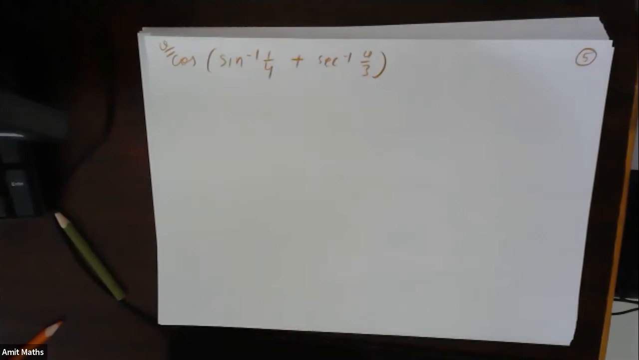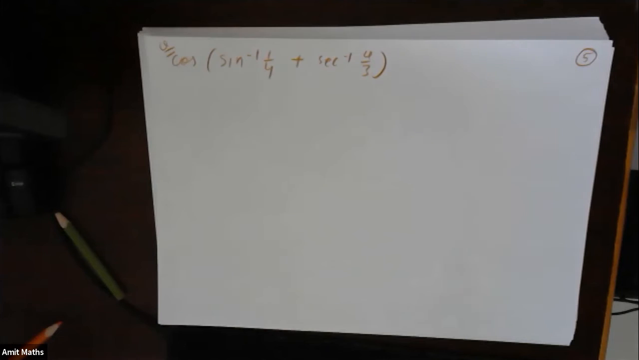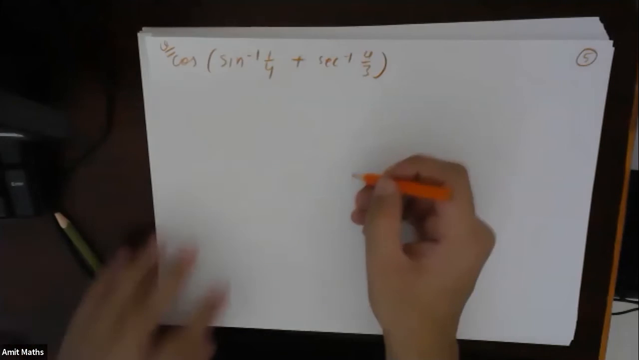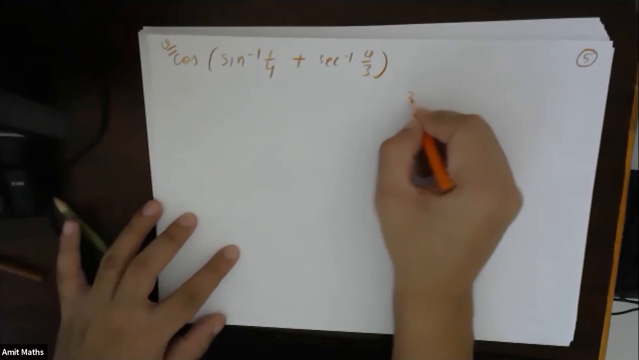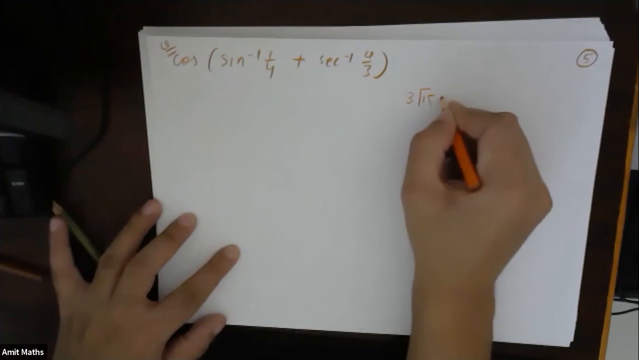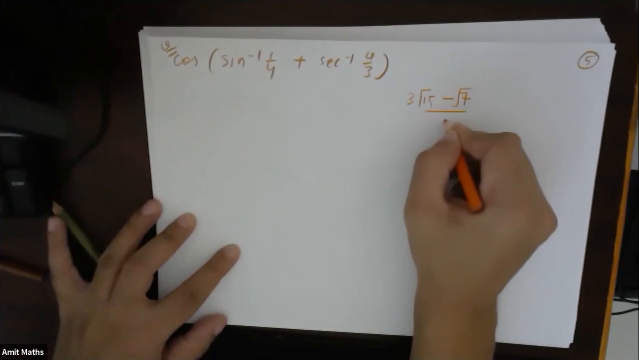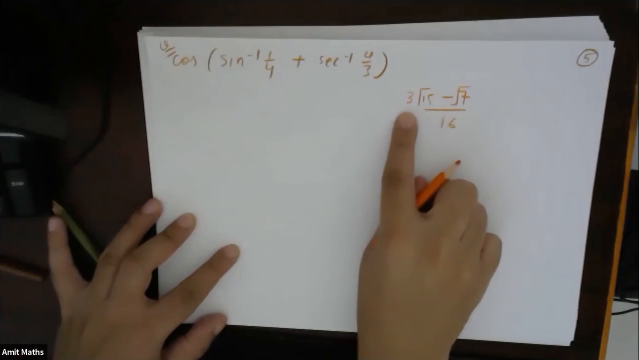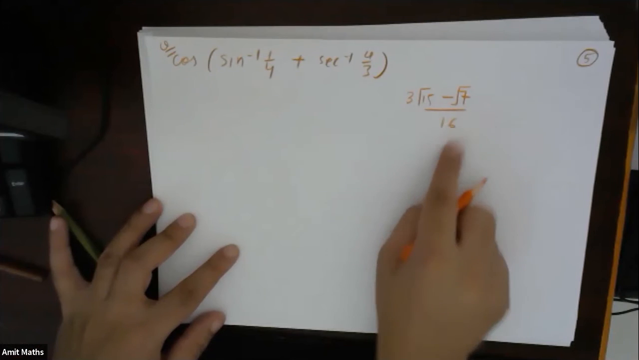So this one, what are we getting? We should get, okay, let's see. We should get the answer 3 root 15 minus 7 root 7 by 16. We should get an answer like 3 root 15 minus root 7 by 16.